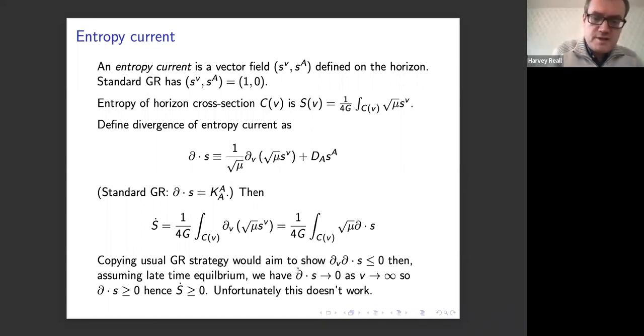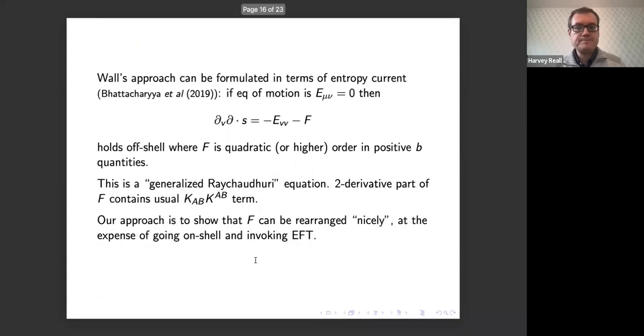So if we try to copy the usual GR strategy, our next step would be to try and show that this divergence is a decreasing quantity. And then if we assume late time equilibrium, this quantity will tend to 0 at late time. If it's decreasing and tends to 0, then it must be positive, and then we get an increasing entropy. But unfortunately, this doesn't work. So we have to do something a bit different.